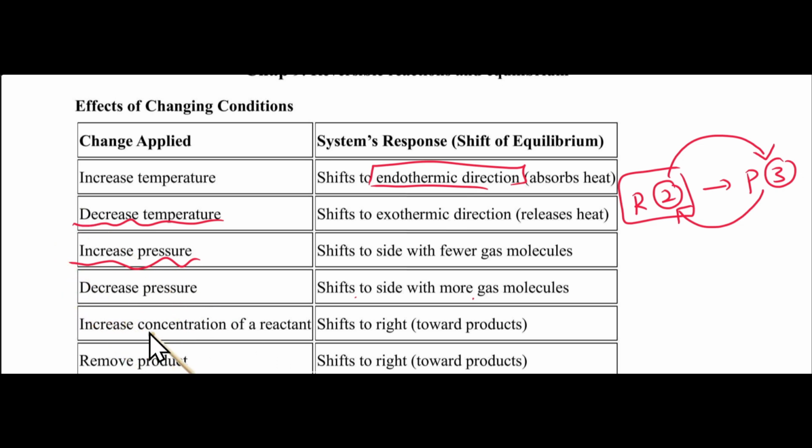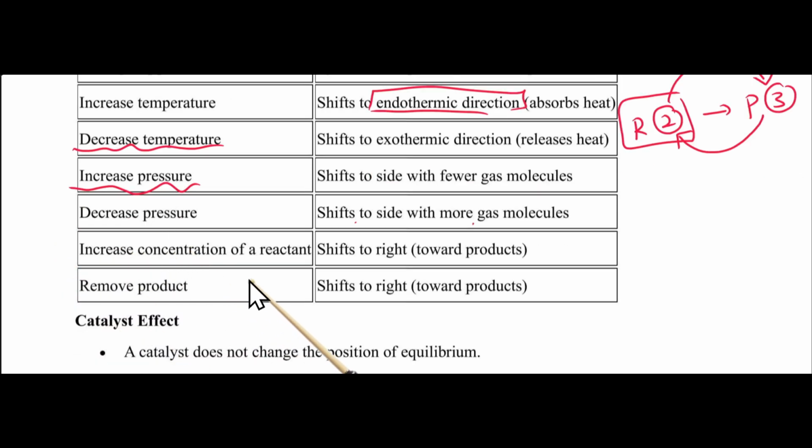Another thing is increasing the concentration of a reactant. It's simple. If you increase the concentration of the reactant, it will favor the product now, because the system will start making more products so that the equilibrium can be reached again. So the system will start making new product. So it will move towards the product if you increase the concentration of a reactant.